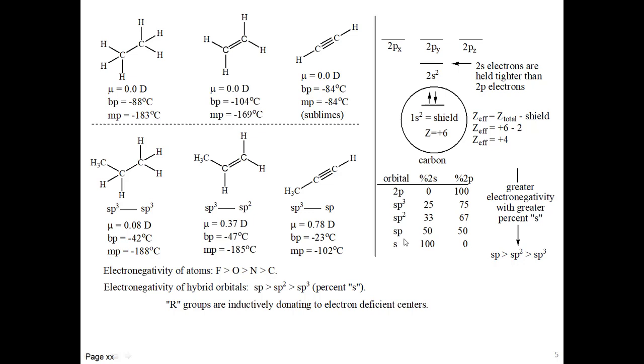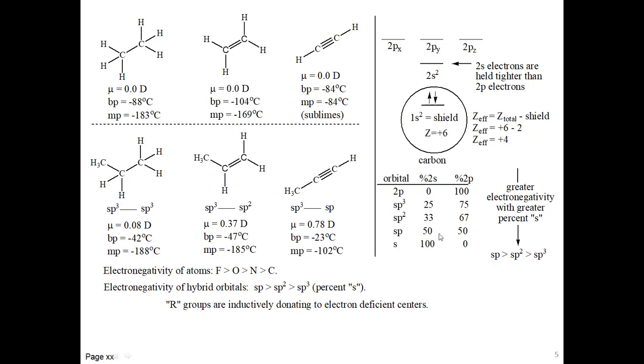So if I look at an sp orbital, that's 50% s, 50% p. So the greater percent s, the tighter the electrons are going to be held. Okay, so that's going to make it sort of like it's a little more electronegative. If I look at an sp2, that's 1/3 s, so that's 33% s. And if I look at sp3, that's only 25% s.